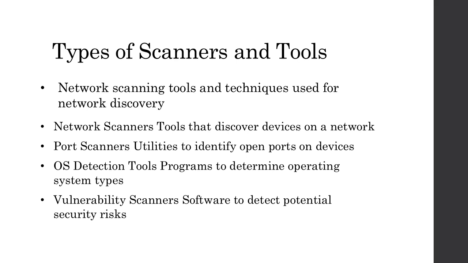OS detection tools. These tools are like asking a neighbor about the type of heating system used in their home. They help determine the operating system, Windows, Mac OS, Linux, etc., of devices connected to the network. Vulnerability scanners. Picture a security expert checking your house for potential safety risks like unlocked windows or weak doors. Vulnerability scanners do similar checks on network devices, identifying possible security weaknesses that need attention.